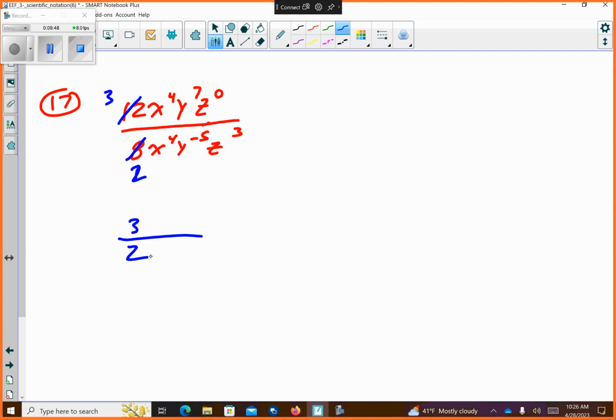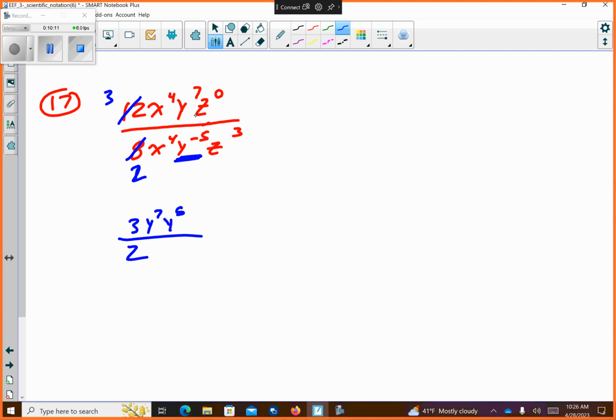Okay, tug of war with the x's. Who wins? Tug of war just with the x's. I have x to the 4th on top, x to the 4th on bottom. So what do they do? They cancel out. Nobody wins. There's no winner. Okay. What does this y to the negative 5 want to do? It wants to move up.